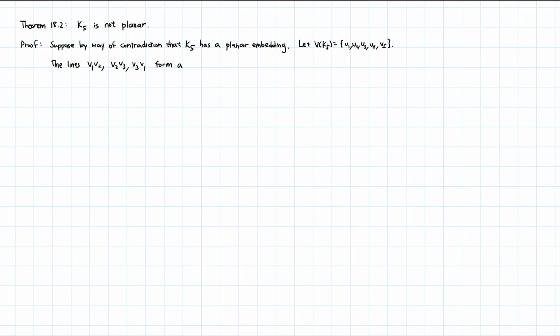We suppose, by way of contradiction, that K5 has a planar embedding. We let the vertices of the K5 be V1 to V5, and these would be 5 points on the plane. We now look at the lines joining V1 to V2, V2 to V3, and V3 to V1. They form a simple closed curve C, because it is a cycle in K5.